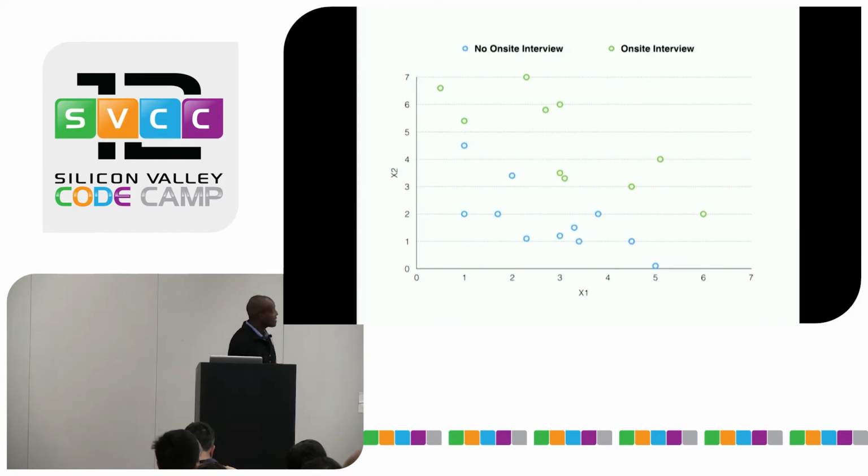Okay, let's say this is our data right here. Blue says you don't get an on-site interview. Green says you got an on-site interview. Okay, we want to model it with logistic regression, a decision function. And what a decision function does, it's a linear separator. It draws a line and says if you're on this side of the line, you're a yes. If you're on this side of the line, you're a no. Okay, so that's what logistic regression does.